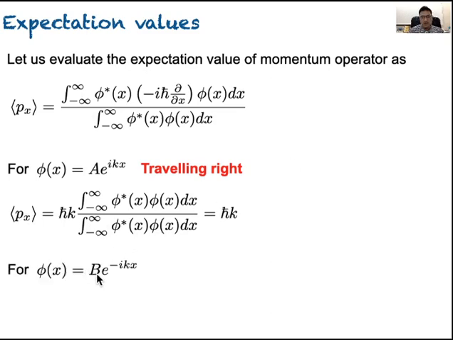Now if you take another possible solution, which is traveling left, because here k is negative, you can think of e to the power minus i kx. This can be treated as a wave packet traveling towards the left, while the earlier one is traveling towards the right. Once you substitute this form of the wave function and estimate the expectation value of the momentum operator, you will see that it is minus h cross k.